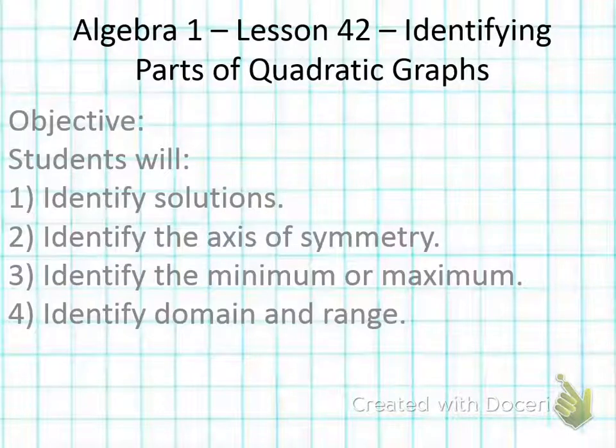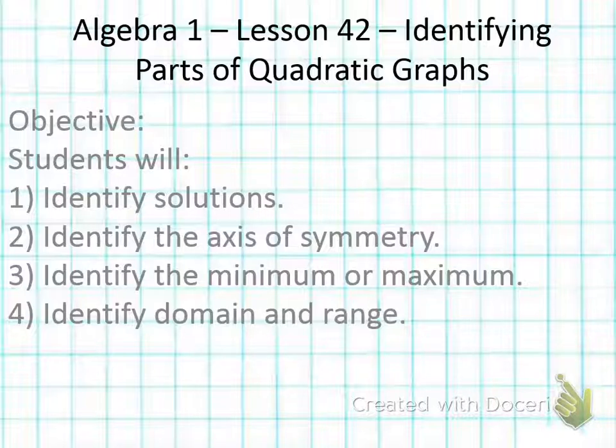Alright, this is lesson 42 for Algebra 1, identifying parts of quadratic graphs. So we're talking about quadratic graphs. They look like a U shape, right? So we talked about linear, now we're talking about quadratic, and we know how to graph them now. We're going to spend a little more time practicing that because that's a real hard topic, but the more you practice, the easier it gets. And then we'll do some application of that later.